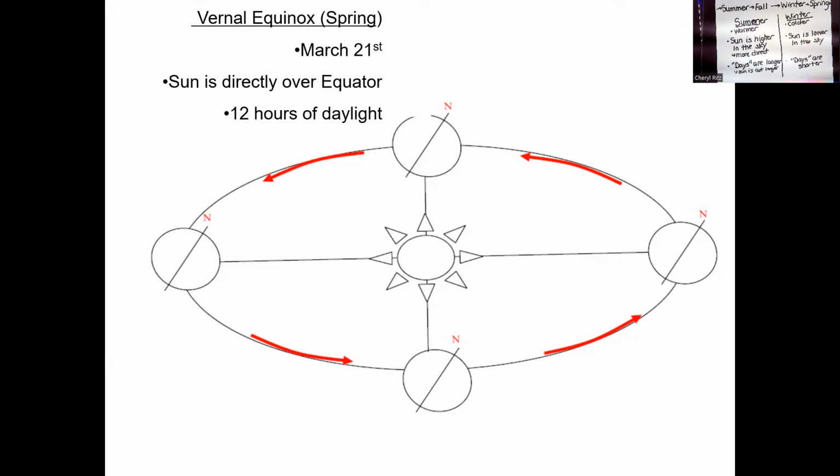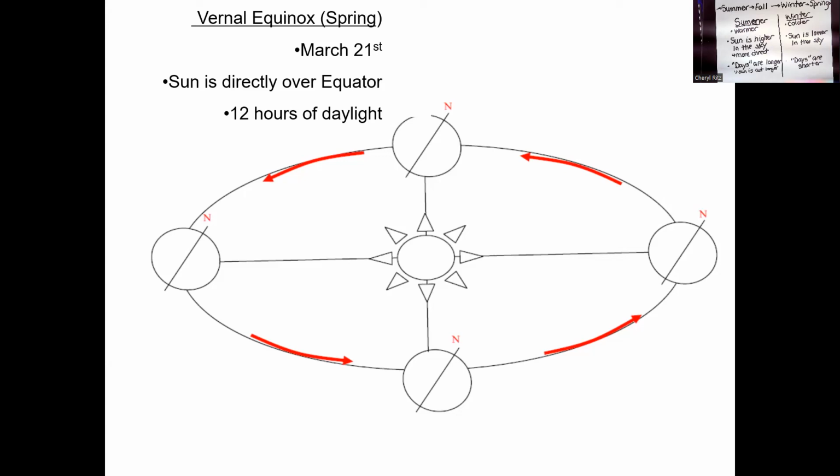This happens when the direct rays of the sun will be hitting the equator. Remember how I talked about direct rays? That's when the flashlight shines directly in your eyes. On the first day of spring, the sun is shining directly over the equator. The entire world will get 12 hours of daylight and 12 hours of darkness.